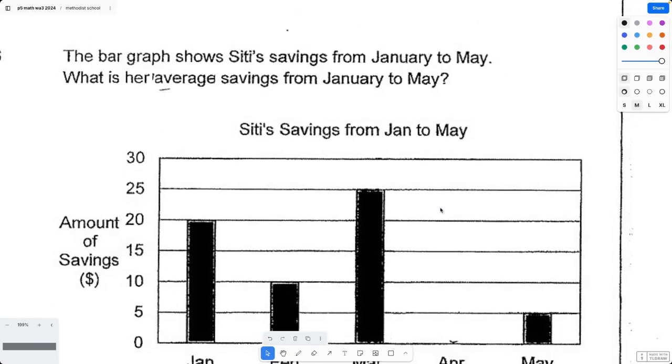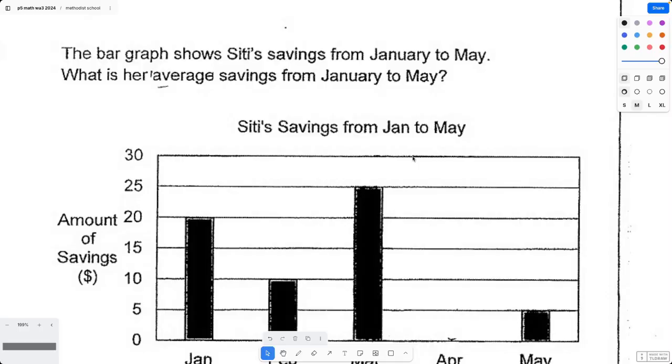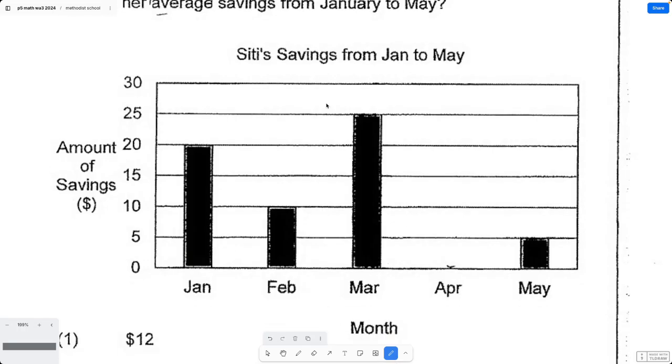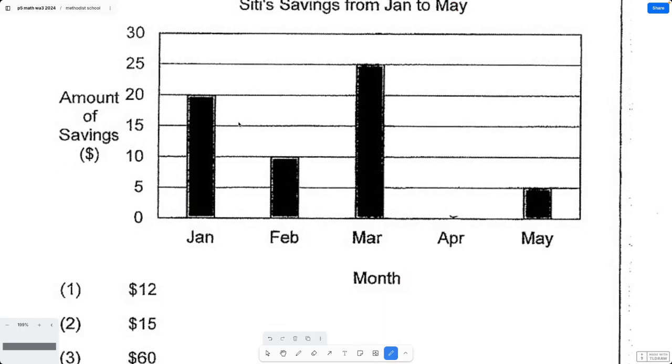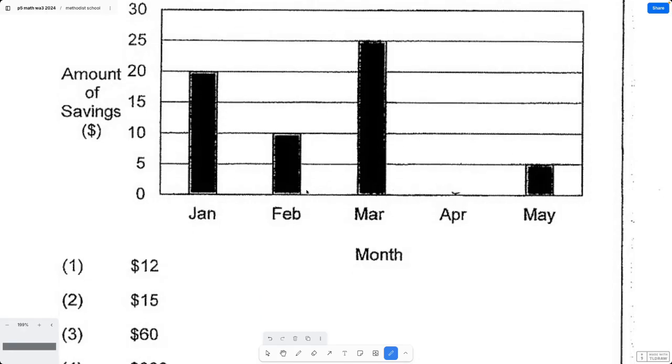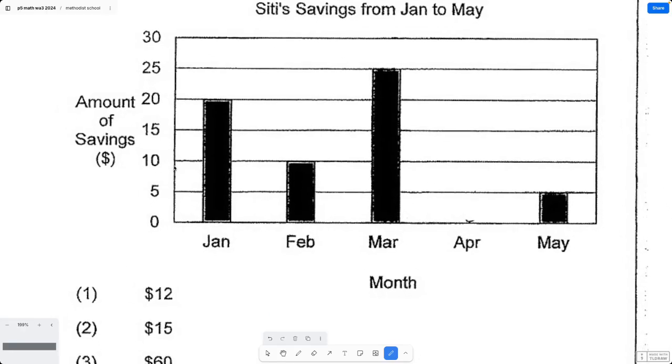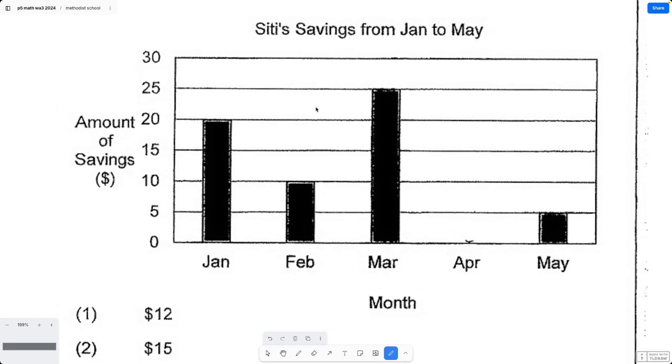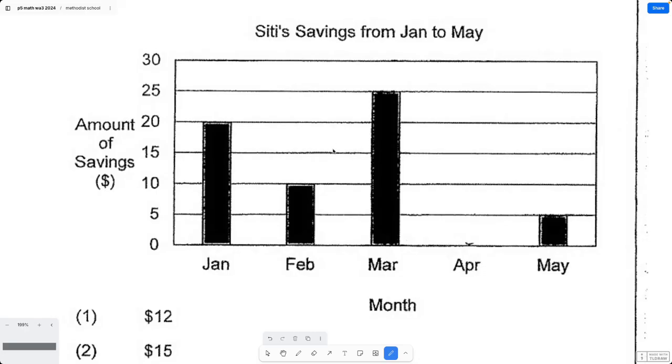Let's move on to question number 6. Okay, question number 6 says the bar graph shows City's savings from January to May. What is the average savings from January to May? Right, so from January to May, we have all of the different savings. March, apparently, she was balling, but the other ones, not really. So we want to calculate each month's savings.